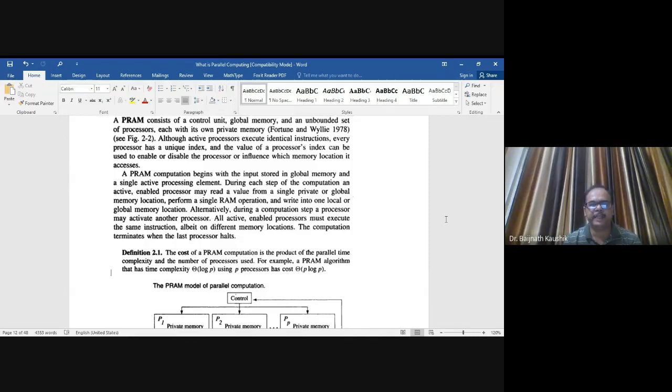So until and unless all processors are executing the same instruction, there will not be any problem. But if multiple processors are executing different operations simultaneously, then there will be read or write conflicts.